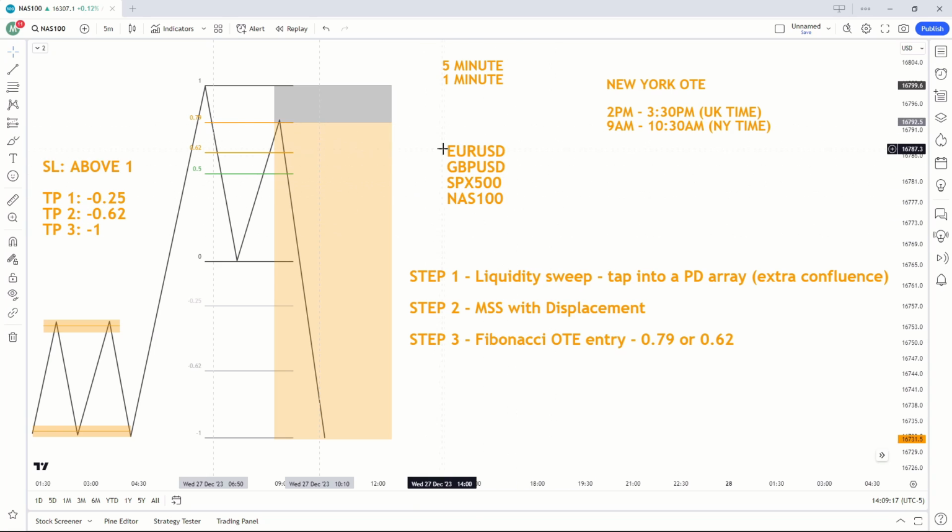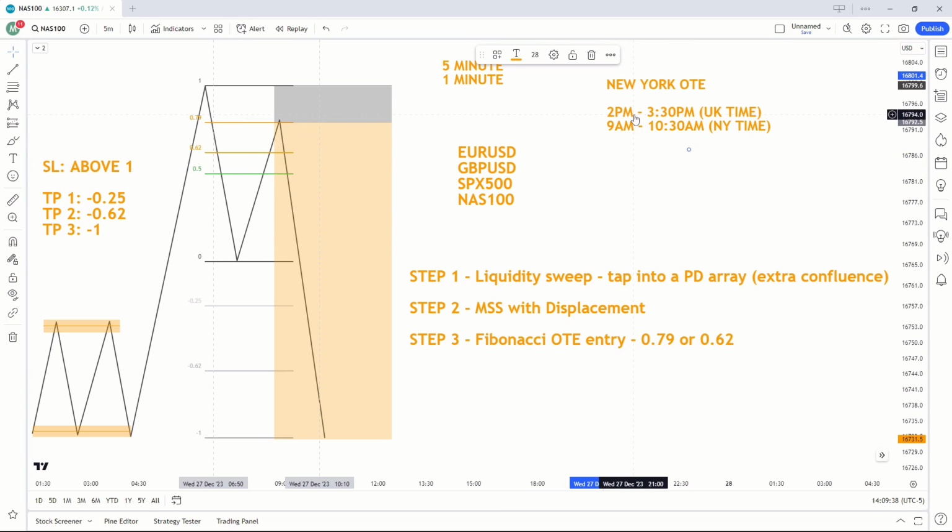So, to start off with pairs: EUR/USD, GBP/USD, S&P 500, and Nasdaq. These are all valid pairs that I've backtested this strategy on, and they work amazingly. You could go backtest it on other pairs for yourself. However, these are pairs I've backtested and I have approved. So if you want the highest chance of this strategy working, I recommend you stick to these pairs.